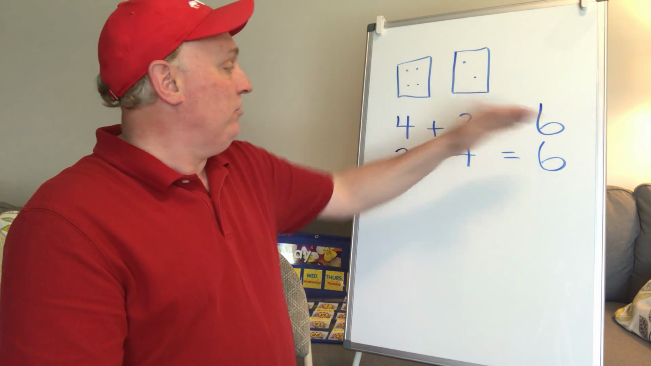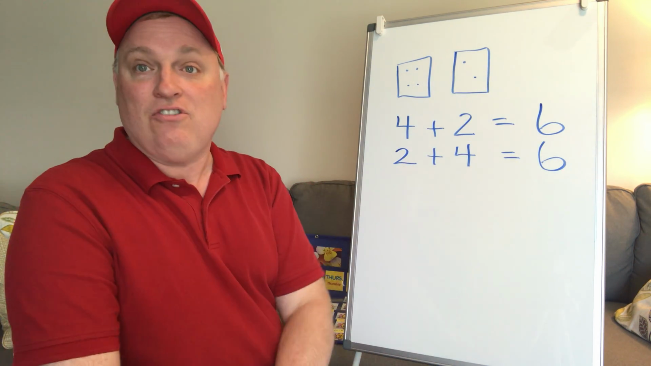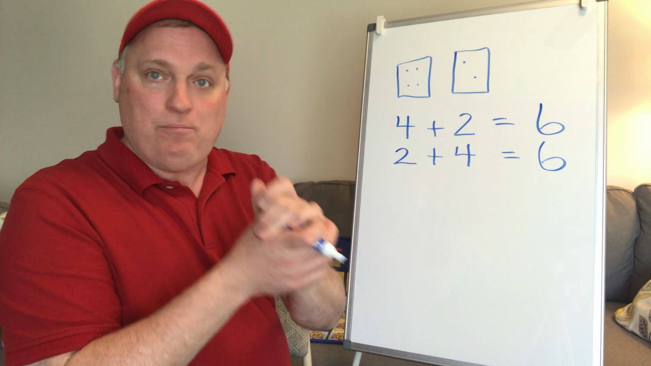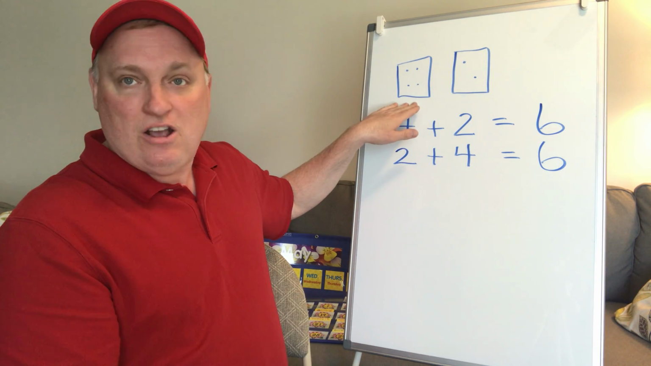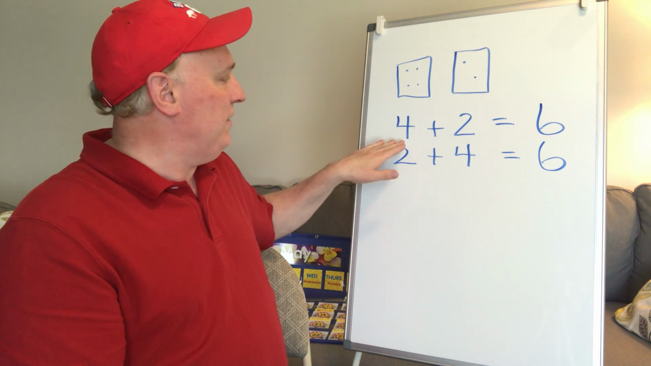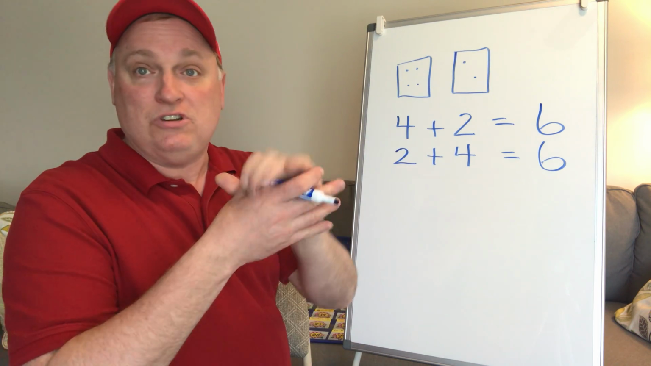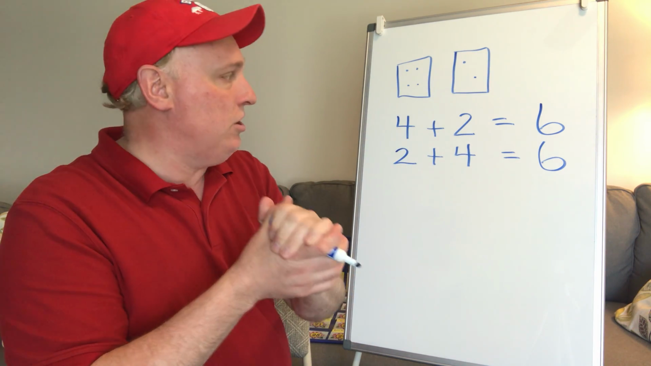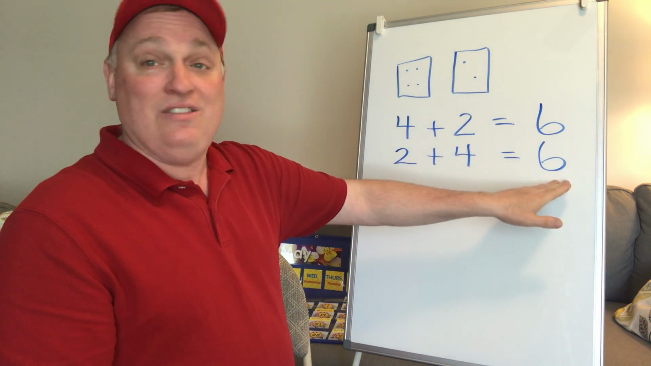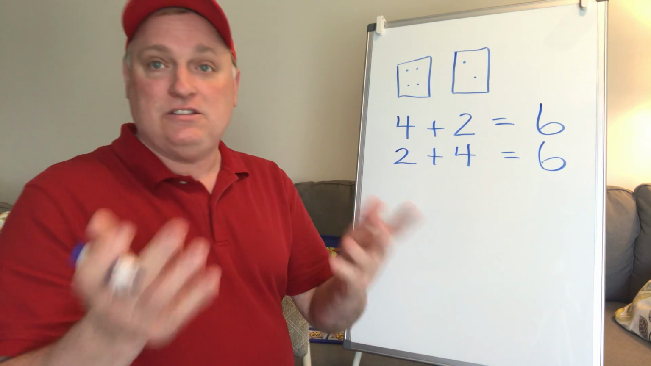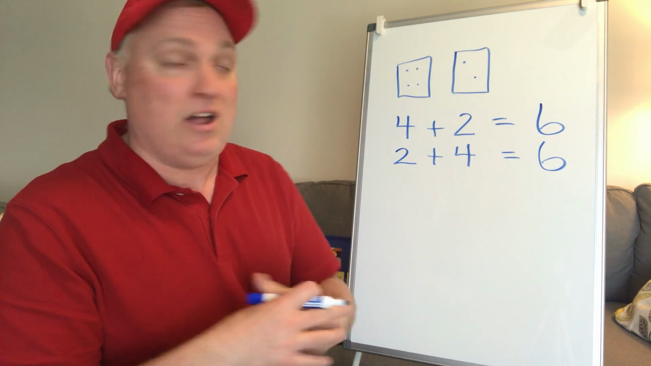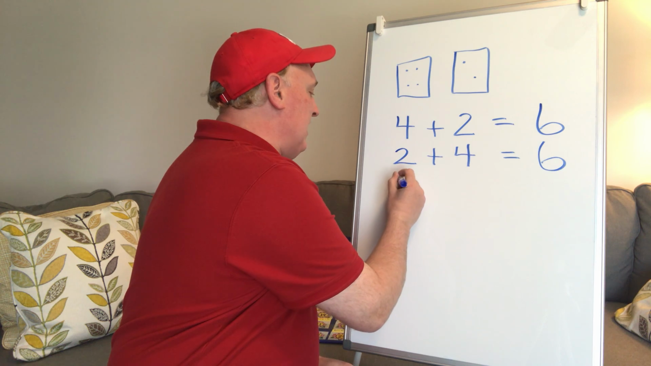So 4 plus 2 is 6, 2 plus 4 is 6. What is all of them? Is the 4 representing all of them? No, that's one of the addends. Is the 2, does that represent all of them? No. All of them would be the 6, the answer. In subtraction, we always start with all of them. So we would say 6.